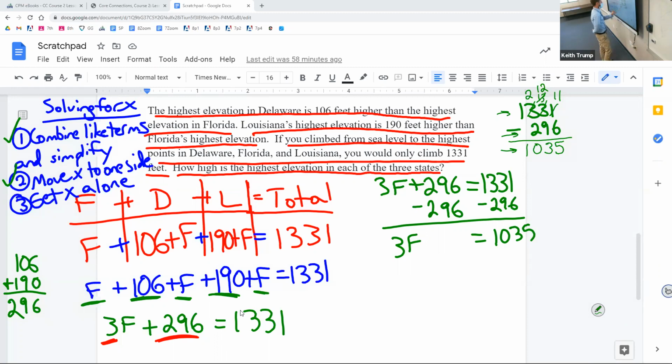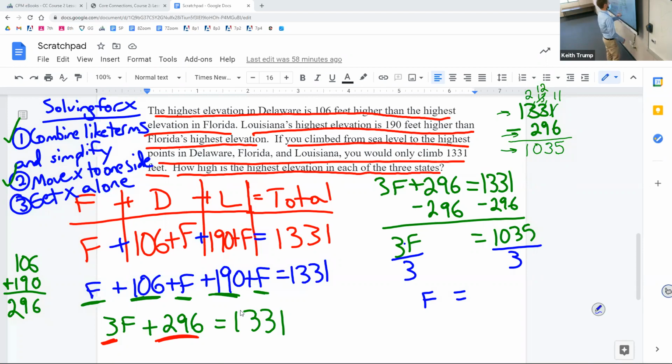That's the number 3. Now, in the last video, I explained that in between the 3 and the f, since they're right next to each other, there's actually a multiplication symbol in between there. We just don't write it. So I am going to undo the multiplication to get rid of the 3. I'm going to undo multiplication by doing division. I'm going to divide 3 out to take that 3 away. Now, if I take 3 away from the left side, I also need to divide the right side by 3. And so f equals 1035 divided by 3.